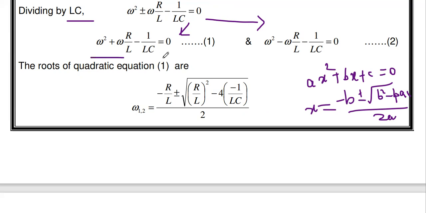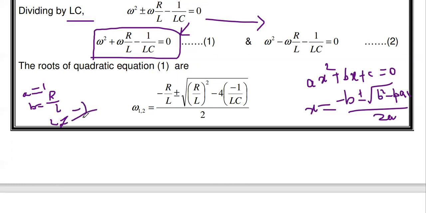So similarly, you take that first equation. Here the variable is omega, instead of x. So what is the a value? A is the coefficient of omega squared, which is 1. So a equal to 1. And what is b? B is the coefficient of omega, so the coefficient of omega is R by L. Then which one is c? The constant. The constant is minus 1 by LC.